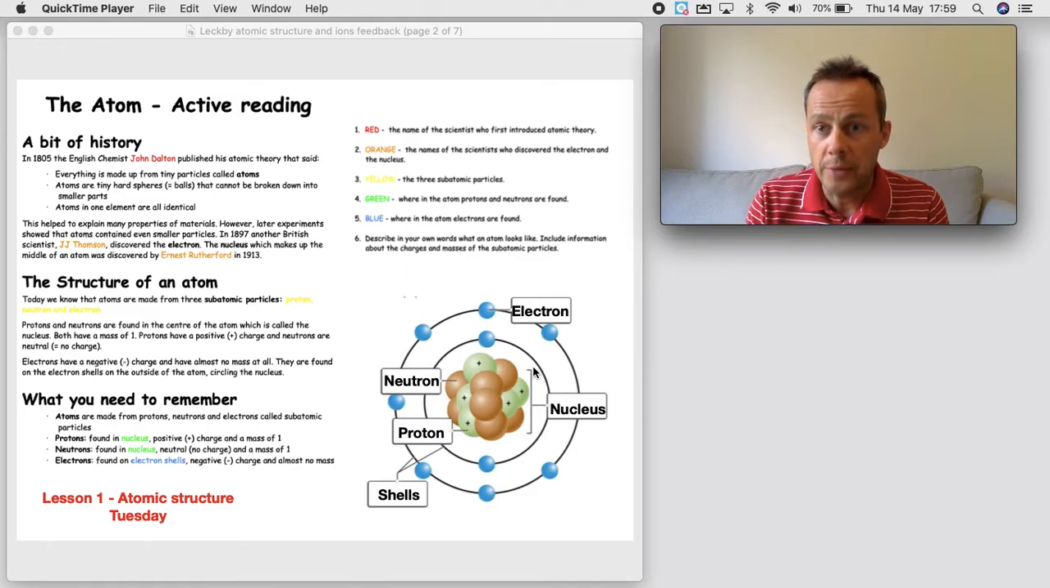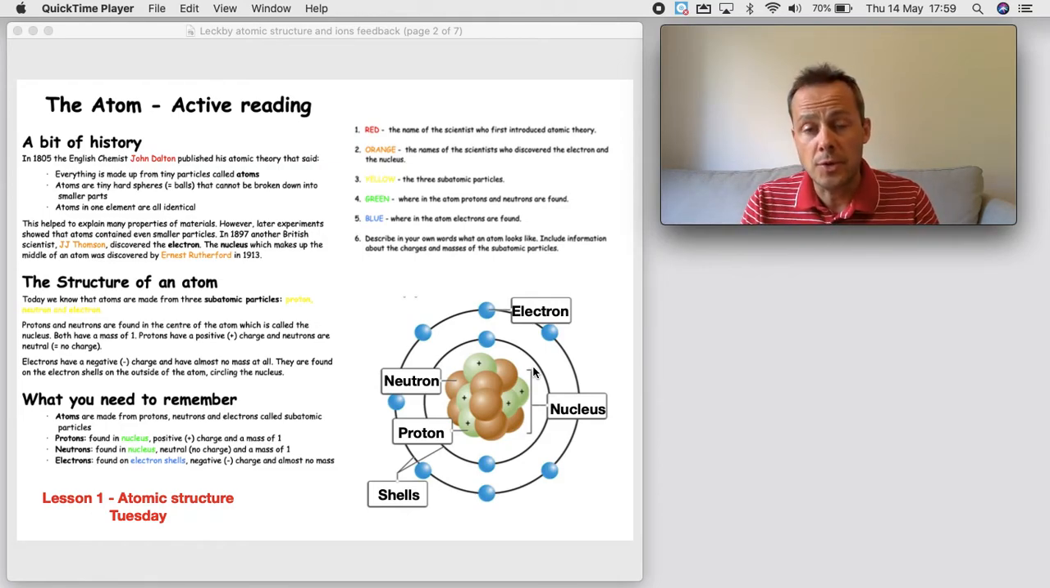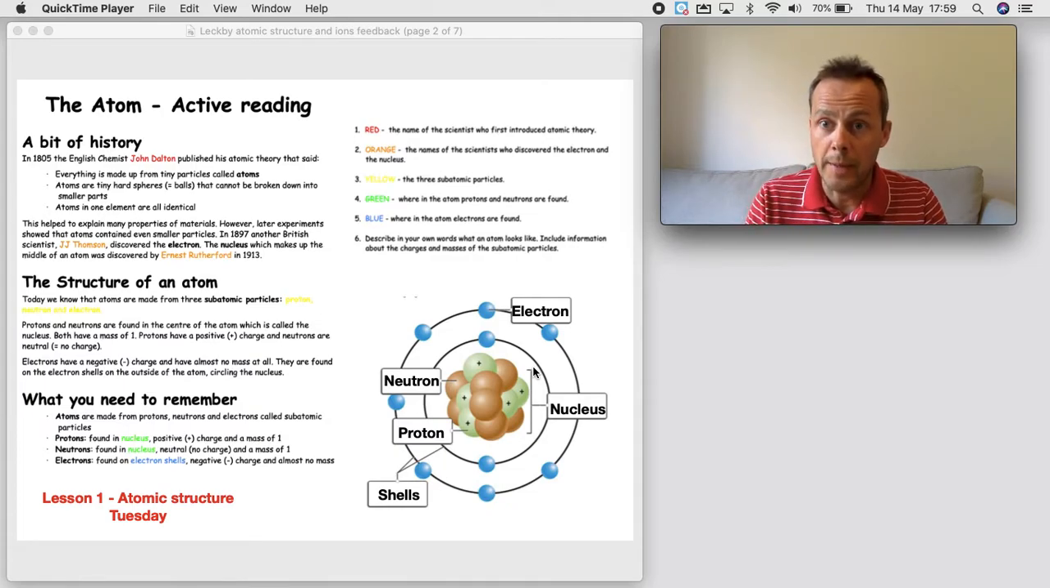Lots of people didn't read that question carefully. They didn't mention the charges. They didn't mention the masses. So although the tasks I'm setting are not huge, they should take sufficient time if you do them properly. And unfortunately, lots of people didn't. So there's a diagram there to illustrate what you needed to be able to describe.